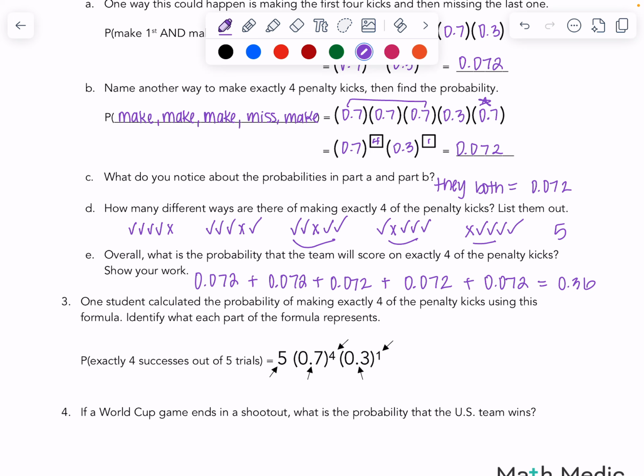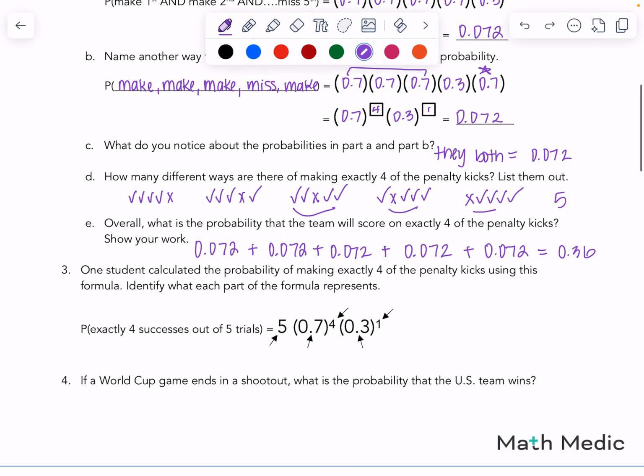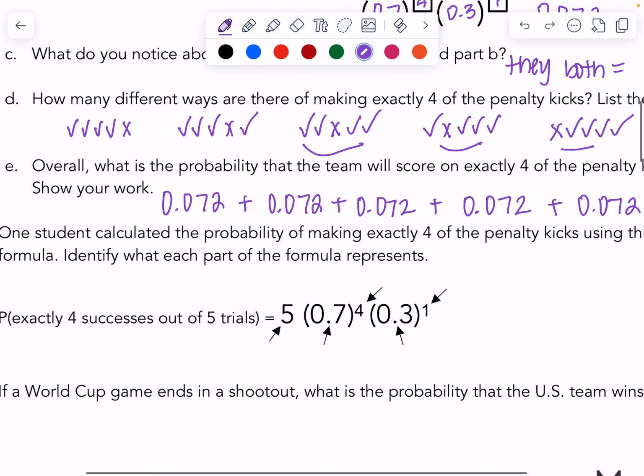One student calculated the probability of making exactly 4 of the penalty kicks using this formula. Identify what each part of the formula represents. So we have seen this formula, at least this portion of it here. Okay, so this part right here, this 0.7 represents the probability of making the shot. And the 0.3 represents the probability of missing.